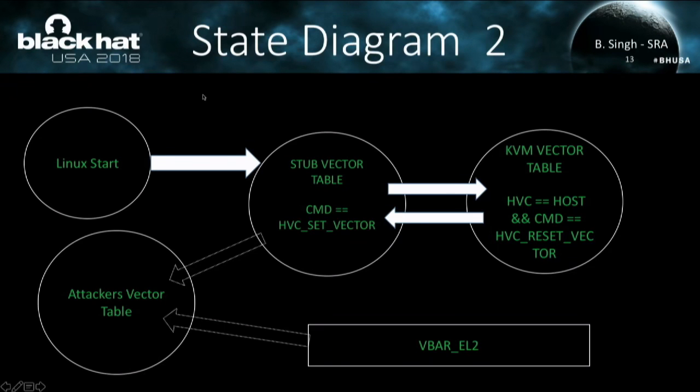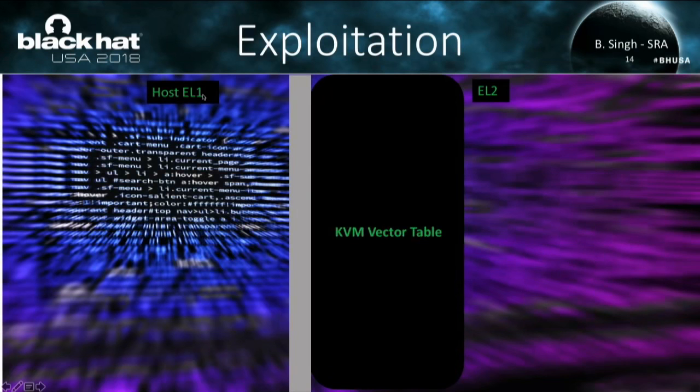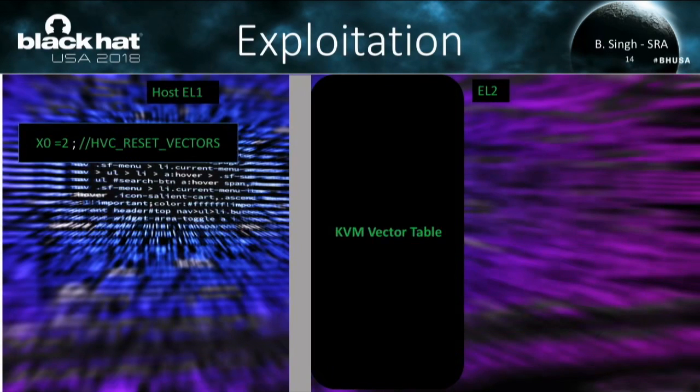Now we will see how the attacker will exploit this in order to get code execution in EL2 from host EL1. This will explain things more clearly. In order to execute code from host EL1 in EL2, the attacker will first load the value 2 into the X0 register. That means the attacker wants to send the HVC reset vector command. It wants to reset the stub vector table back into the system. And then it will execute HVC.